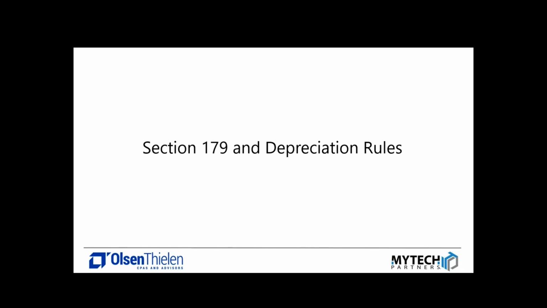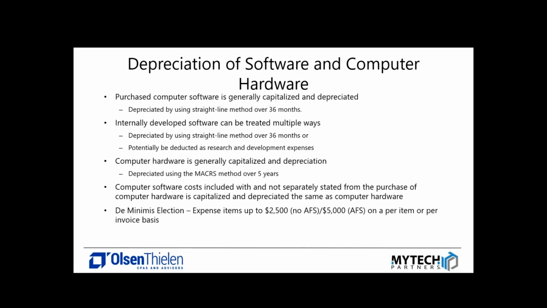Section 179 and depreciation rules. So just kind of setting the foundation here. When you purchase software or computer hardware, the purchased computer software is generally capitalized and depreciated. And so it's depreciated using a straight line method over 36 months. So 3 years straight line, you get the full cost recovery if you capitalize all the costs and depreciate it straight line.